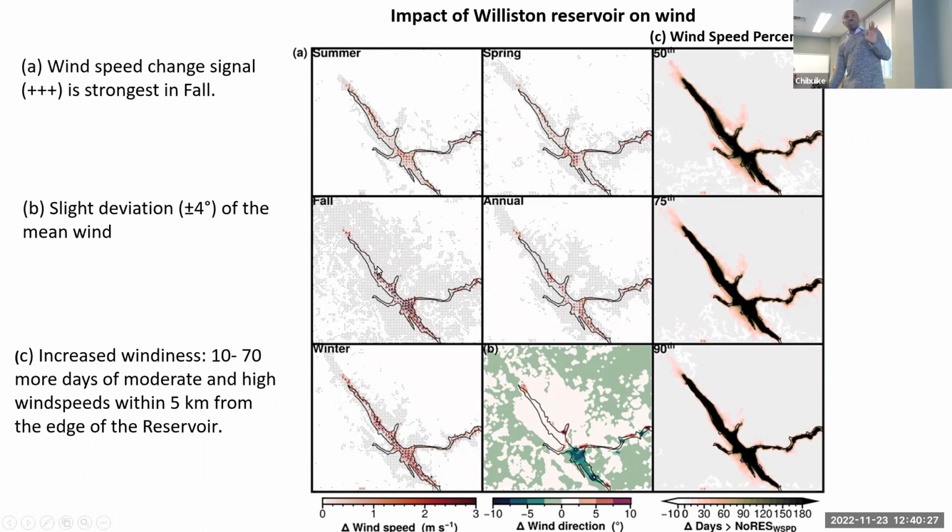But what is more important here is also the significance. You also see the fall season having a greater significance compared to other seasons, right? So in fall, most are up to like 25 kilometers from the edge of the reservoir, which shows that there are stronger winds.